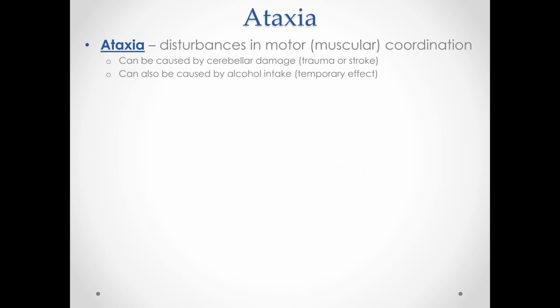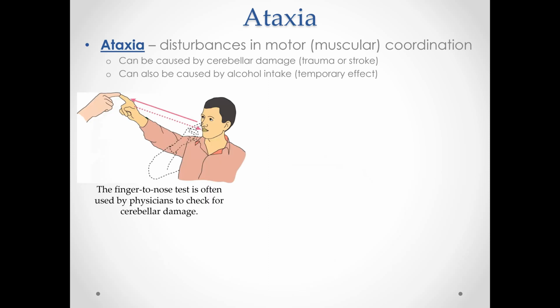Now, ataxia can also be caused by alcohol intake. However, it's temporary and it only lasts while you're under the influence. And this is why you see people who are drunk essentially have problems with their muscle coordination. It's because the alcohol is inhibiting the cerebellum, and this is why they stumble and can't walk straight. And this is why the cops have that walk-on-a-straight-line test.